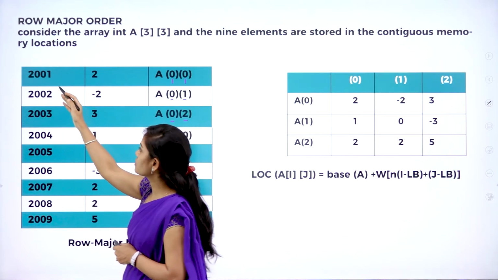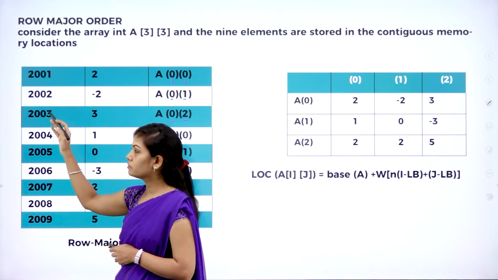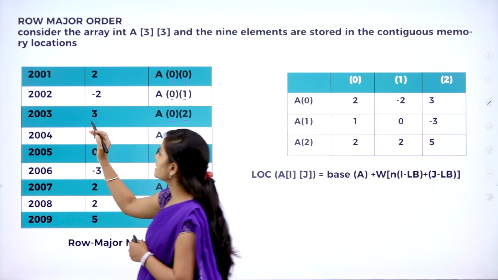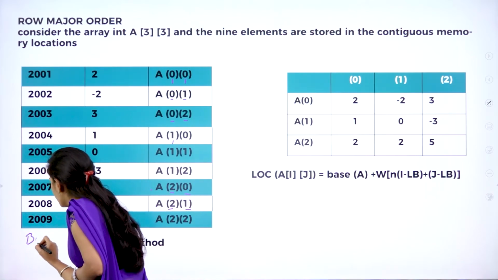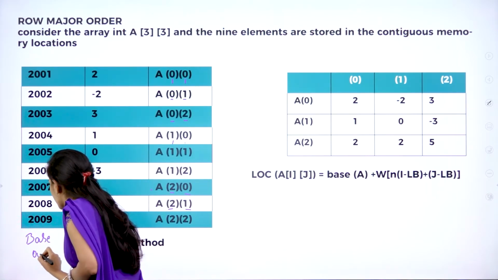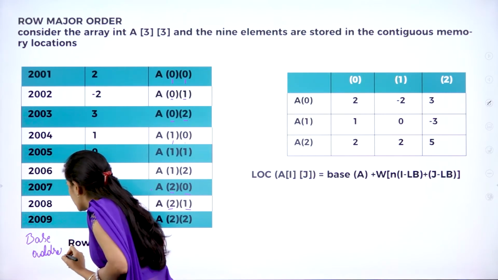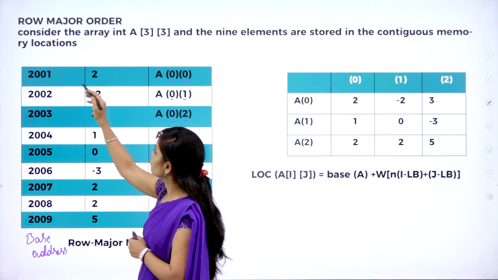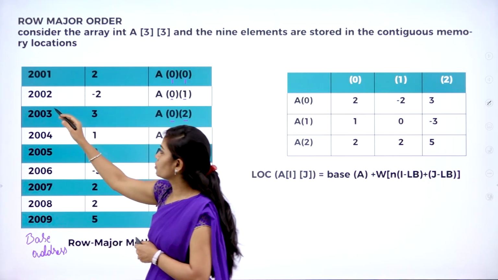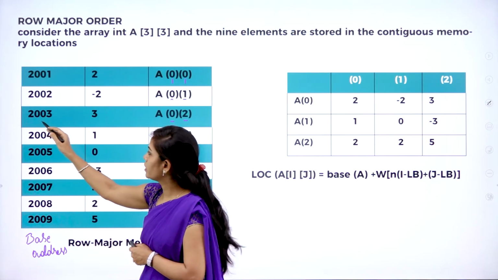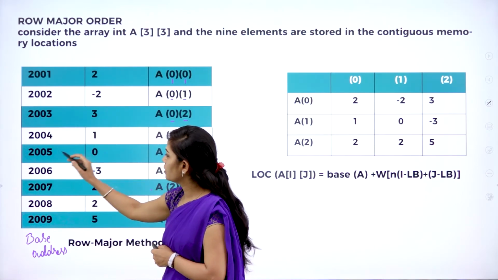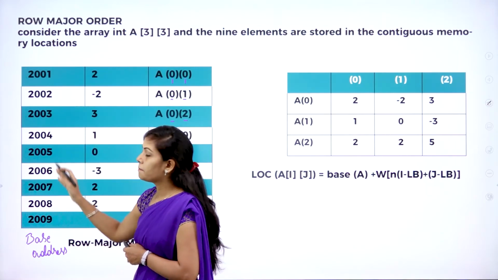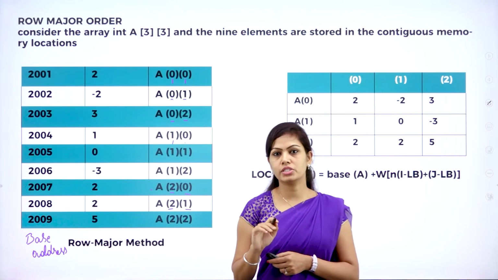And what are these, 2001, 2002, 3, 4, 5, 6, 7, 8, 9? These are called the base addresses in memory locations. So 2001 for the first element, 2002 for the second, 3 for the third, 4, 5, 6, 7, 8 and 9. These are the base addresses in a memory location.